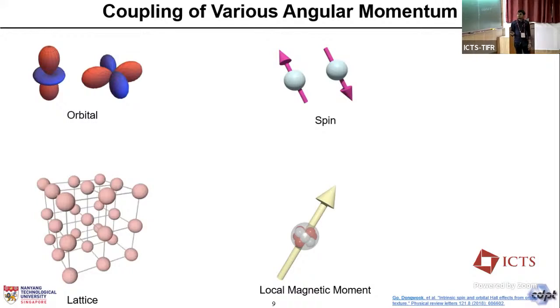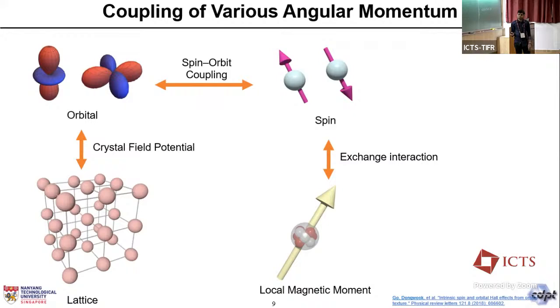This spin angular momentum and orbital angular momentum of the electrons, they are coupled through spin orbit coupling. The local magnetic moment and the spin, they are coupled through exchange interaction. And this orbital angular momentum and this lattice, they are coupled through crystal field potential. Note that the spin and lattice are not directly coupled. So whatever electron phonon coupling is happening, it's happening depending on the orbital angular momentum. It is independent of spin angular momentum. So there is an efficient orbital lattice coupling, which is mediated by the crystal field potential.